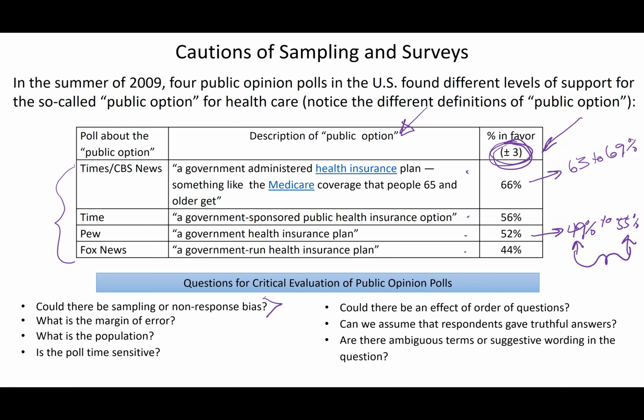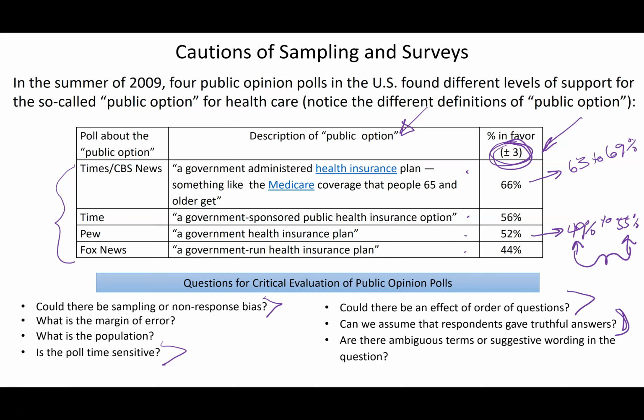So absolutely, definitely pay attention to that. Is the poll time sensitive? Like, when was it offered? It's going to get very different results if it's only available for one night and not in the morning or something like that. Could you have an effect based on how the questions are ordered, how they're asked, what type of answer options they have? Can they write in their answer, or do they have to pick from a certain list of answers?